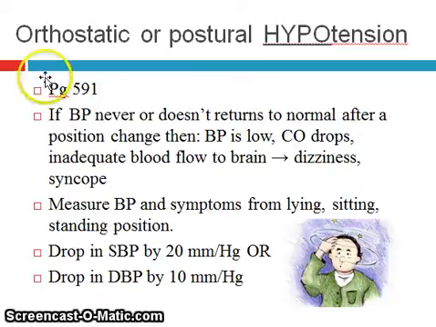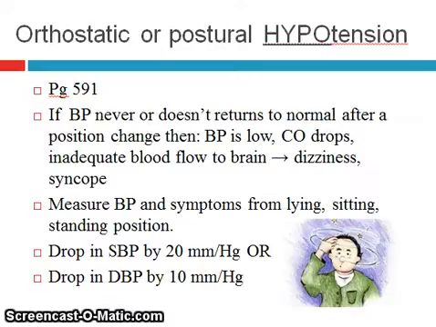So let's pay attention here. We have hypo, that's low, and we're talking about tension or blood pressure. In orthostatic hypotension, when somebody changes position or posture, their blood pressure drops, or it doesn't return back up to normal as quickly as it should. What happens then is that the patient's cardiac output goes down and they don't get enough blood flow to the brain. So they often have symptoms like dizziness or fainting, which is also known as syncope for the medical term.